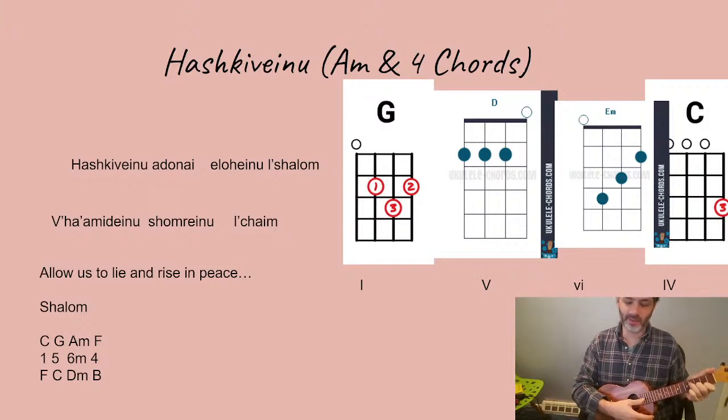So let's practice going from one to the other. G to D to E minor to C. G, D, E minor to C. It's actually a pretty progression on the ukulele, these chords.